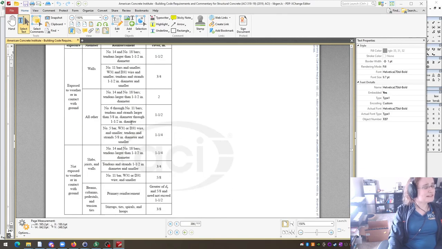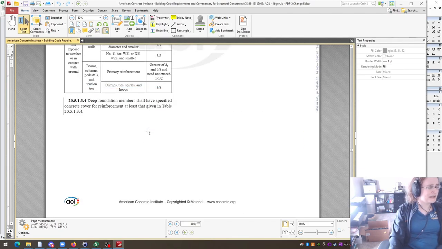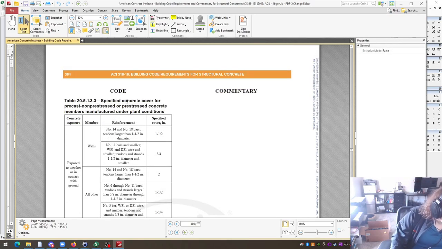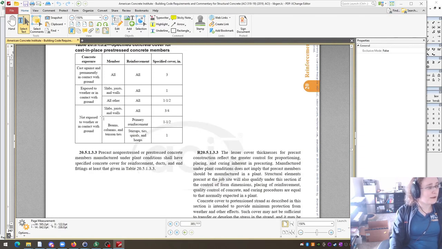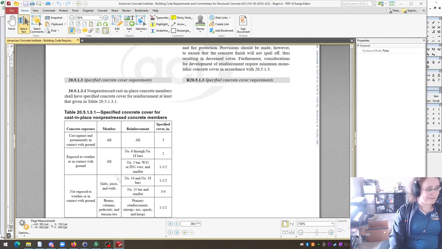So instead, we'll go to this here. Oh, sorry, I was looking at the wrong table. We have to be looking at 25.5.1.3.1. Helps if you look at the right table.